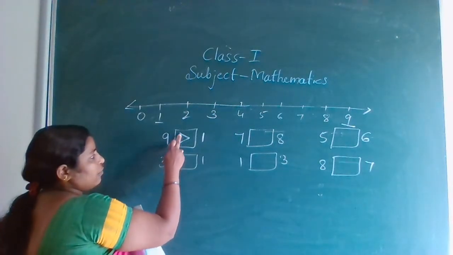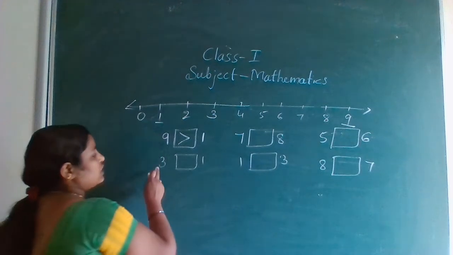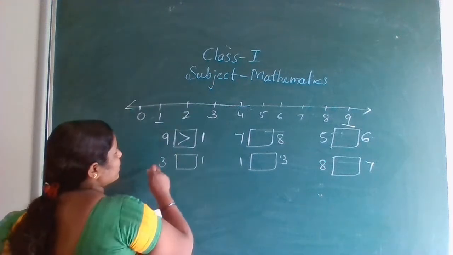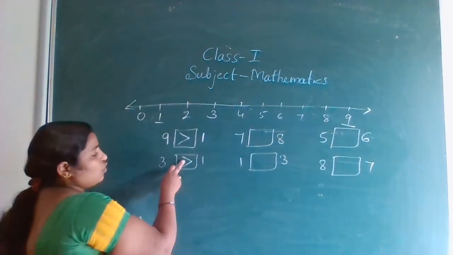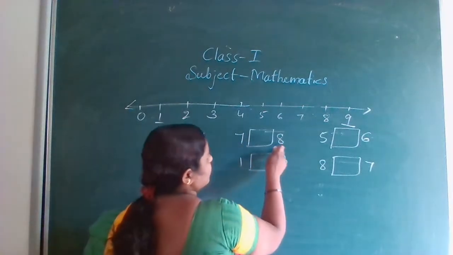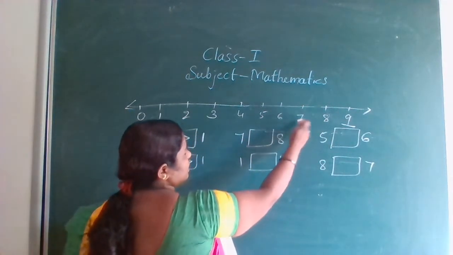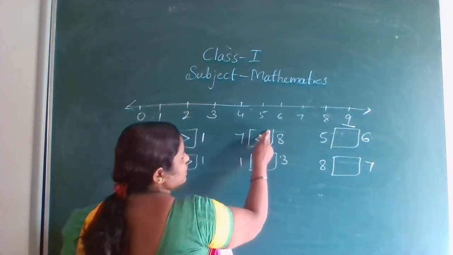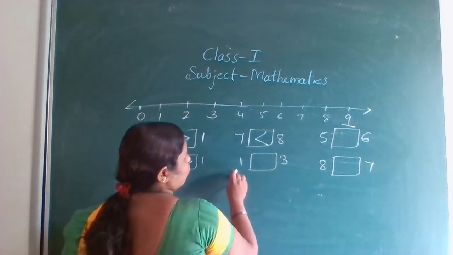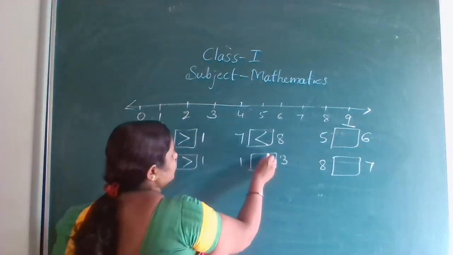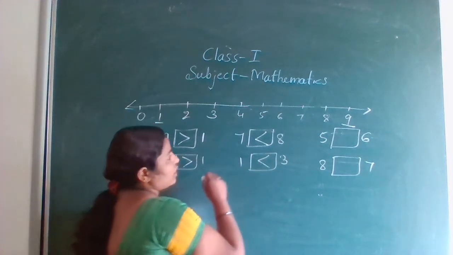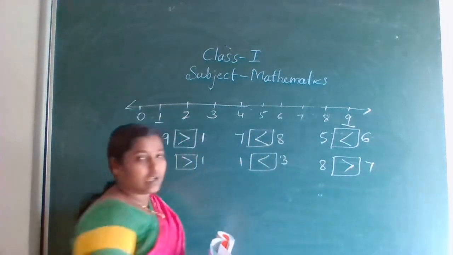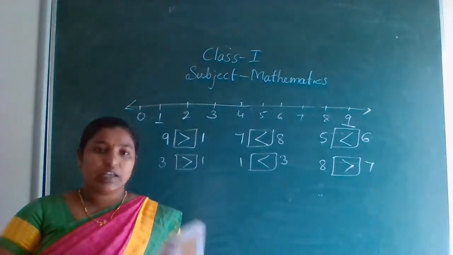So which side big number? That side it should be open. Next 3 and 1. This is 3, here 1. So right, left. So right number is bigger than the left number. So open. Next 7 and 8. So 8 is here, 7 is here. Right number is bigger than the left number. So 8 is big. So this side it should be open. 3 and 1. 3 is bigger than the 1. Next 5 and 6. So 6 is big. 8 and 7, 8 is big. So you also write this in your textbook.